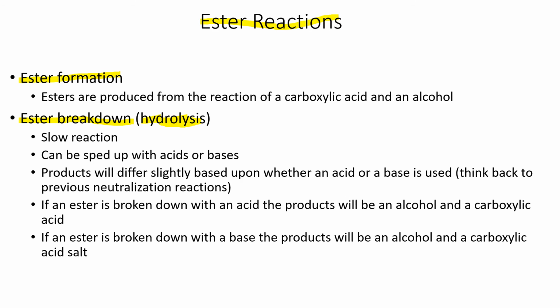In terms of the formation of an ester, we already have an idea of how esters are formed. We had to learn a little bit about this in order to correctly name them when we did the ester nomenclature. If you think back to the ester nomenclature, we were already hinting that esters are produced from the reaction of a carboxylic acid and an alcohol. So the reverse process, breaking down an ester, is a very slow reaction. Being such a slow reaction, we have to speed that reaction up.